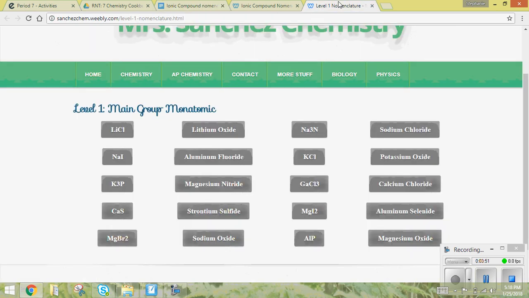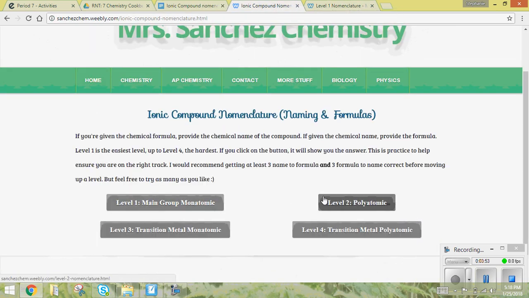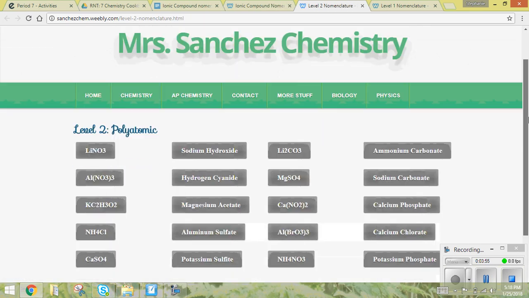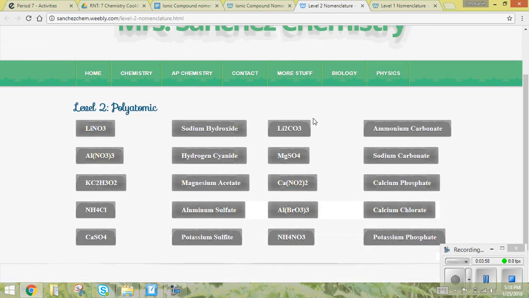Okay, and then you'll go back to this one, level 2, same idea. There's practice problems there. Click on the button, it'll show you the answer. Get at least 6 correct. 3 from formula to name and 3 from name to formula.